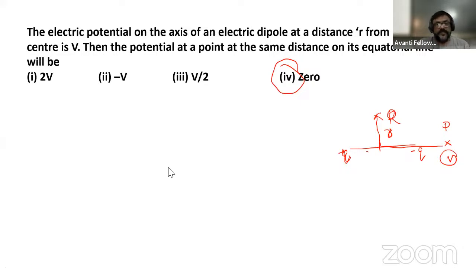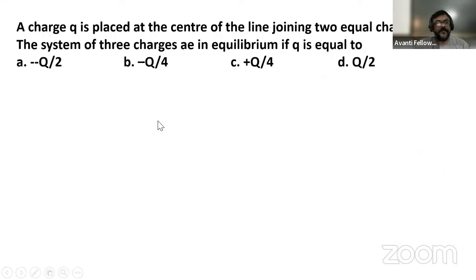Now we will go to the next. This is a slightly difficult one. A charge q is placed at the center of the line joining two equal charges, positive Q. The system of three charges is in equilibrium if q is equal to what? Okay, how to solve it? You can also start solving it.